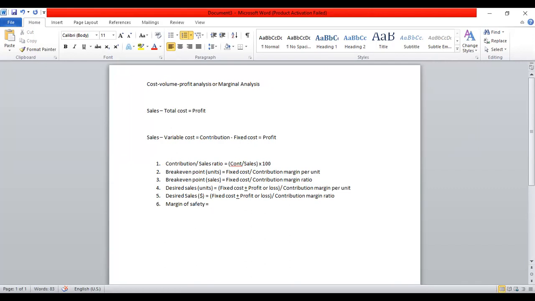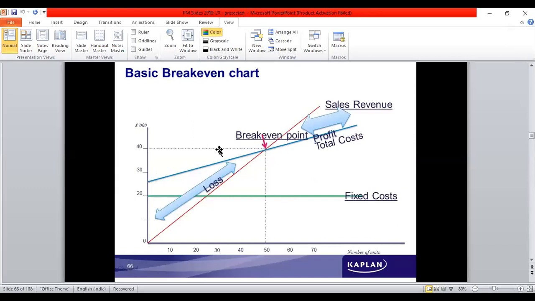The next equation is margin of safety. So what is margin of safety? When we look into margin of safety, when is the firm safe? Only when the sales exceed the total cost.